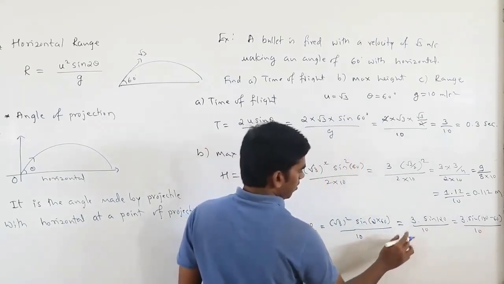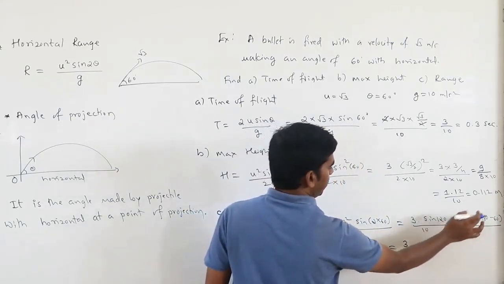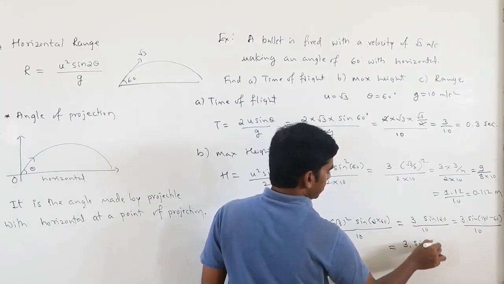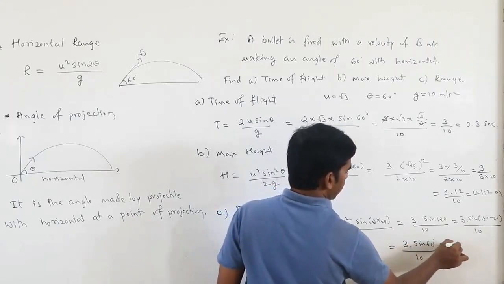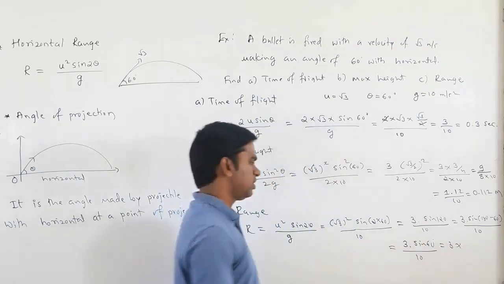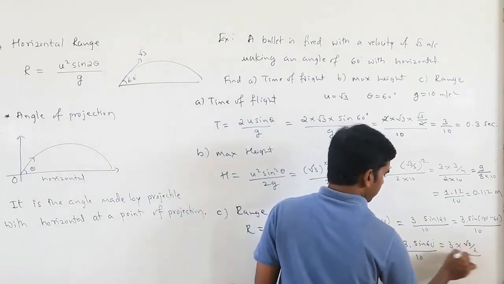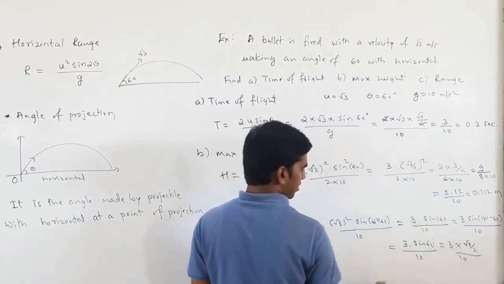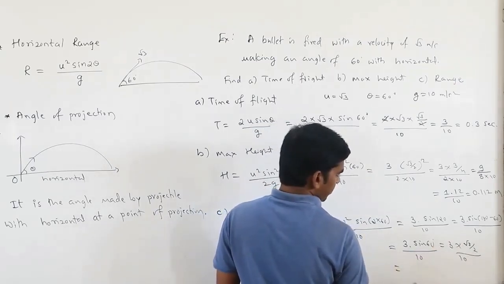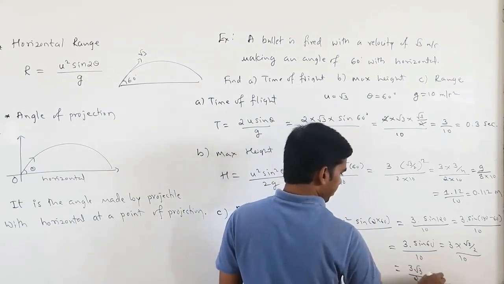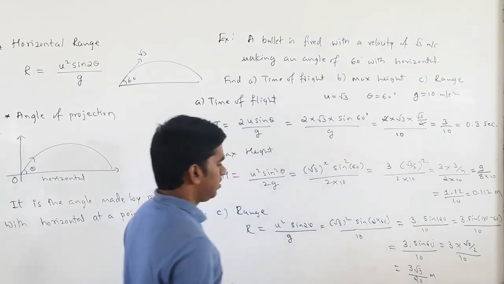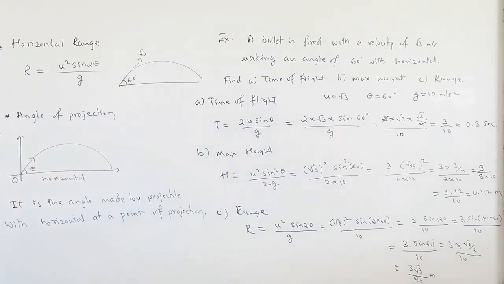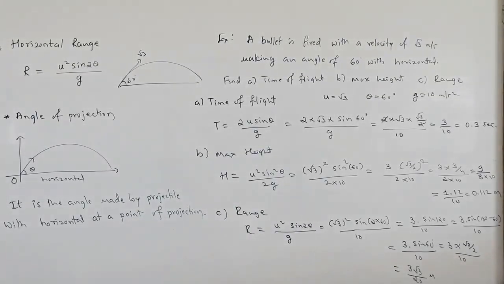So now 3 I will write as it is. Sine 180 minus 60 is again sine 60 divided by 10. So 3 into sine 60 is again root 3 by 2. So root 3 by 2 divided by 10. So here what we will get is a little complicated. It will be 3 into root 3 divided by 20 meter. So these are the time of flight, maximum height and range.